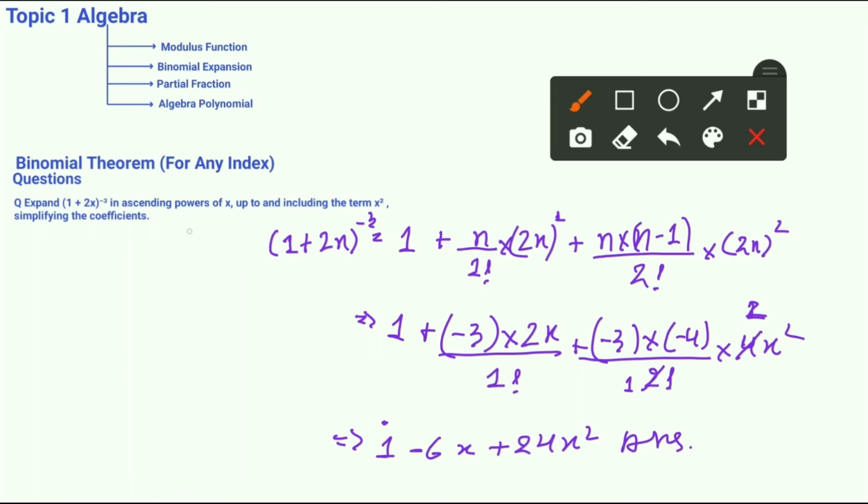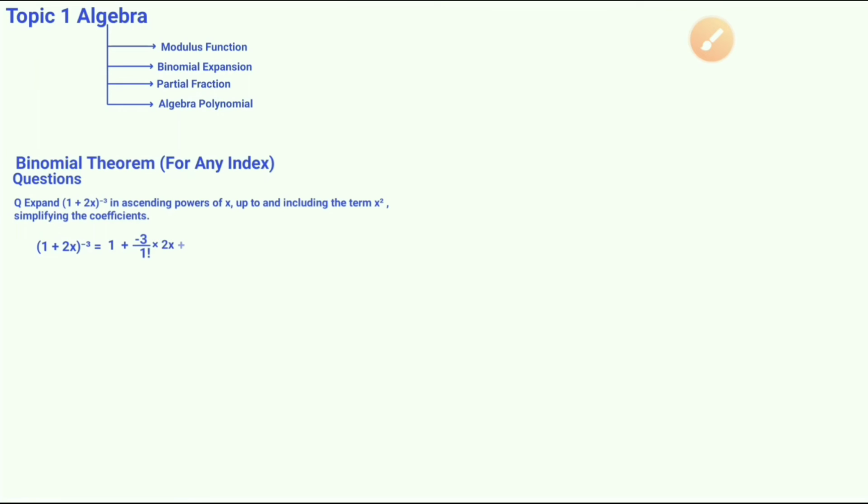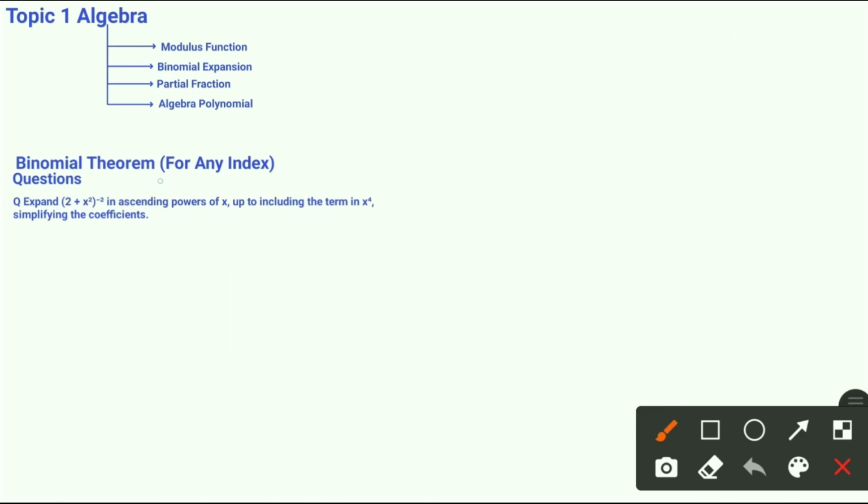This is the answer, since it says that you need to find it in ascending power of x. This is in ascending power of x: x to the power 0, x to the power 1, x to the power 2, and then including the term x squared. So we have including this term. So this is the answer. Okay, let's see this now. And yeah, this is the answer. Okay, and moving to the next question.